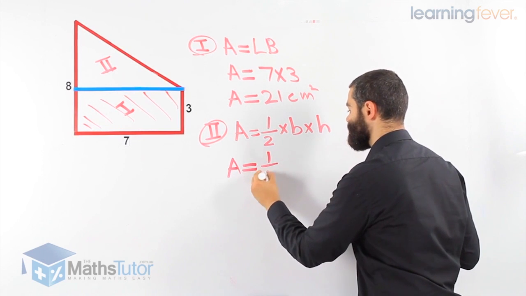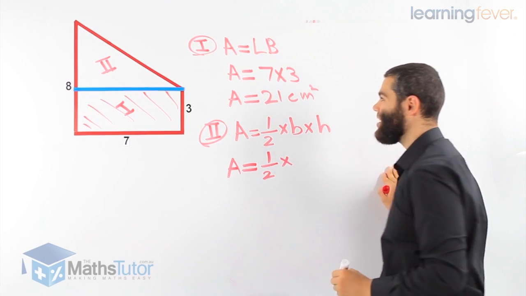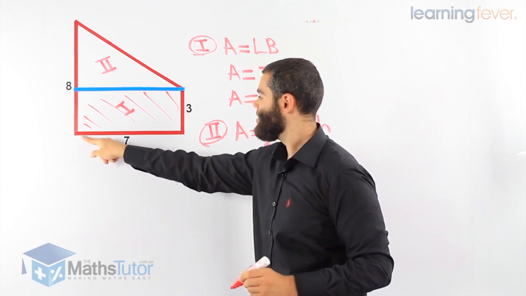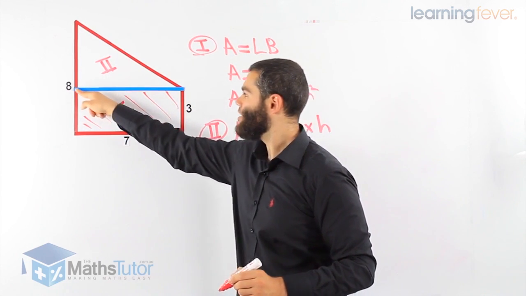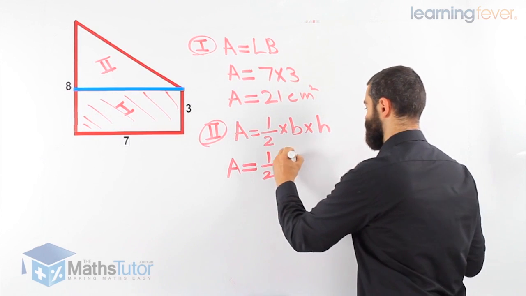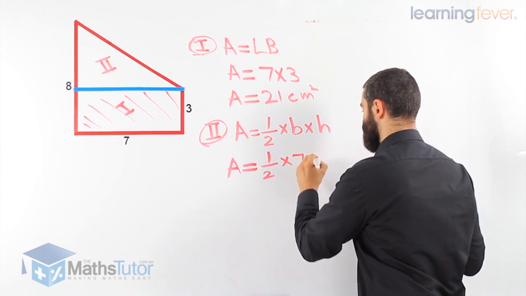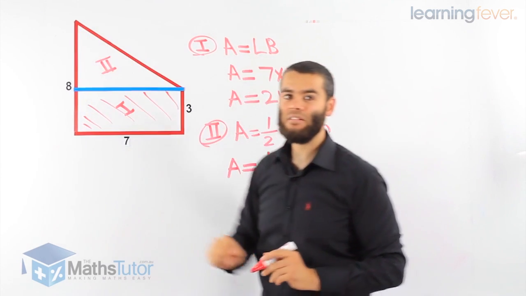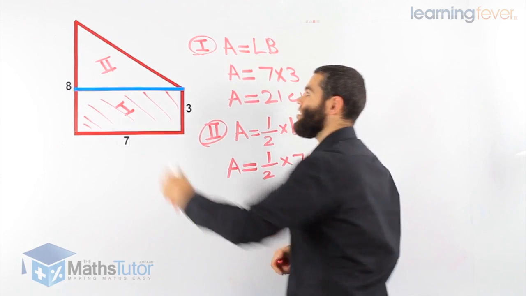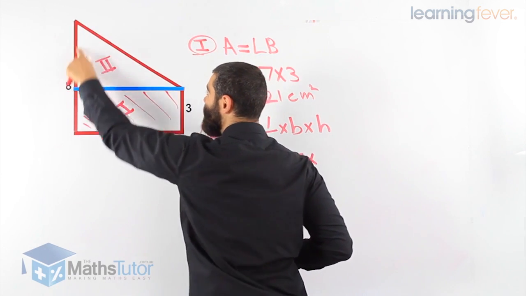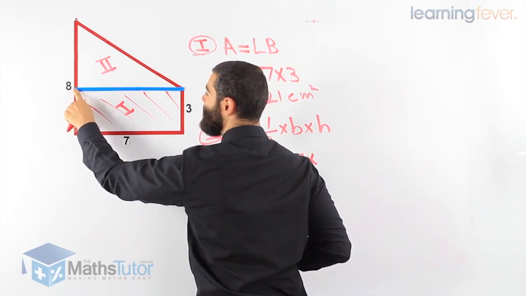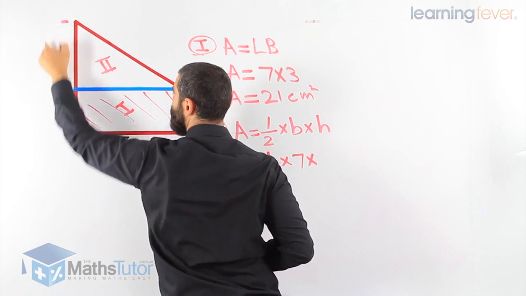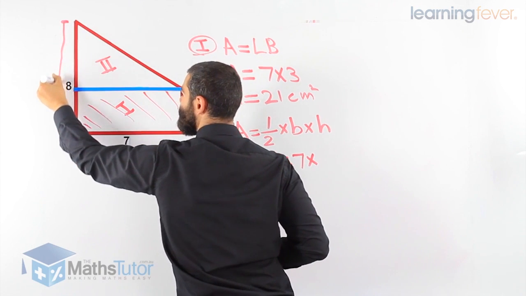Half times, now the base. The base is 7. There it is, 7 here, and that is the opposite side. So 7 there. And the height. What is the height going to be? Is it going to be 8? Never. Because 8 is the actual total length here. We want the height from this point here to there. That's our height.